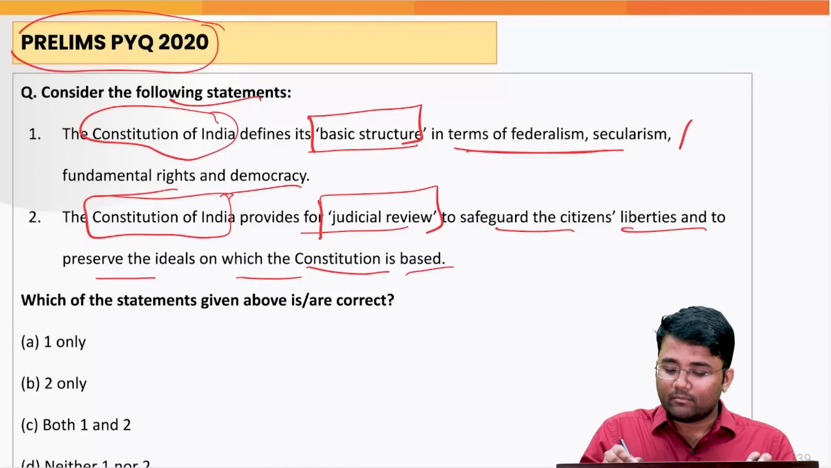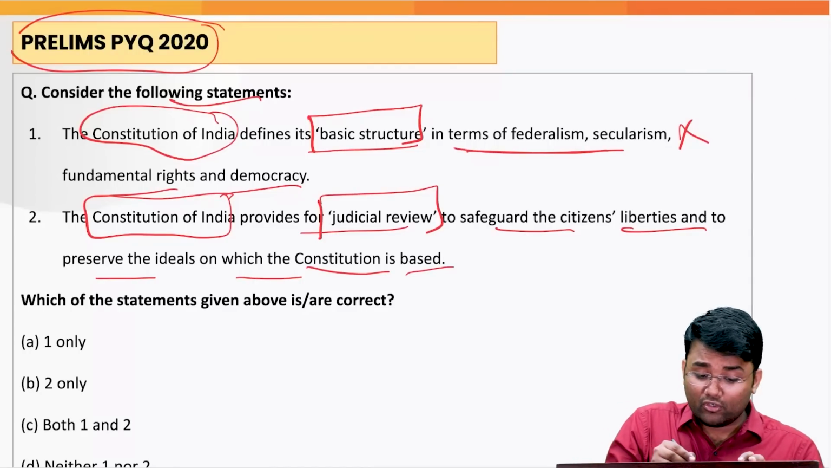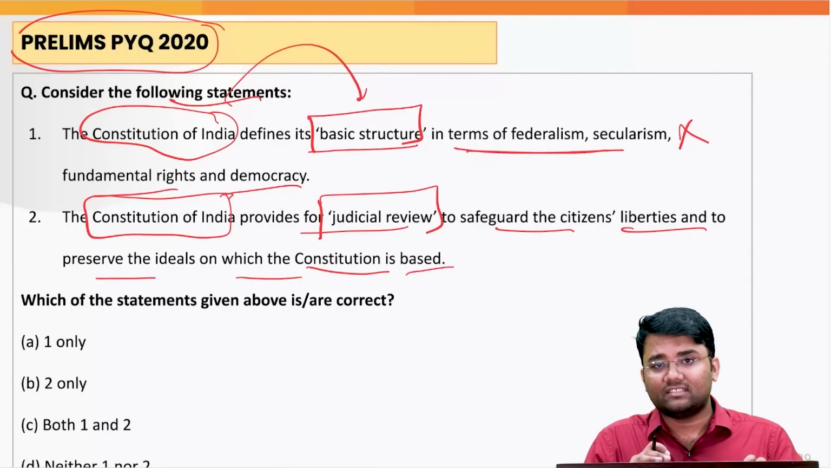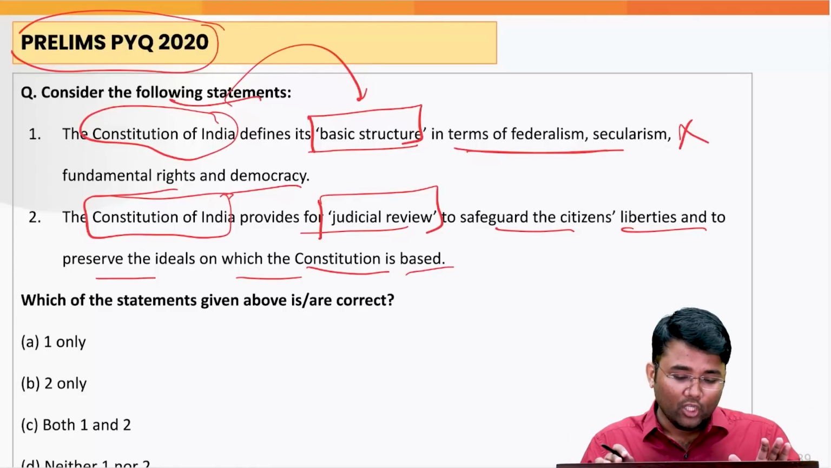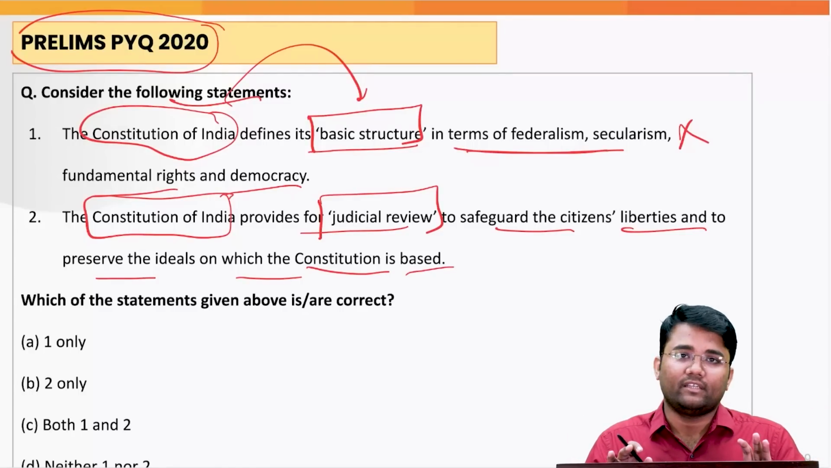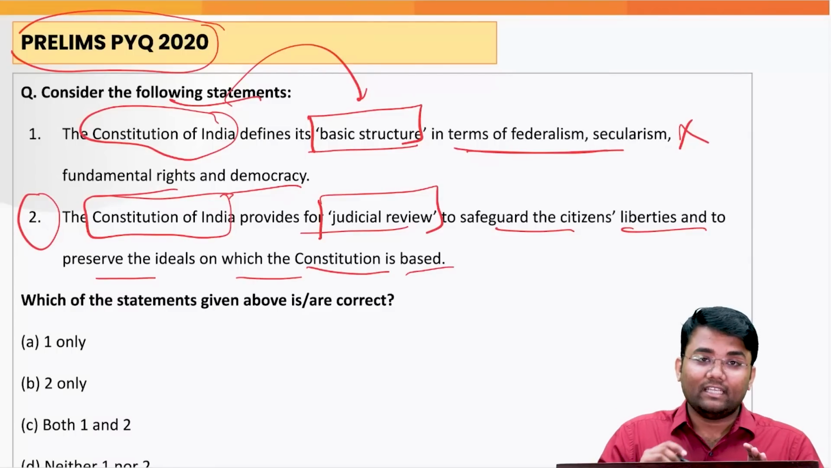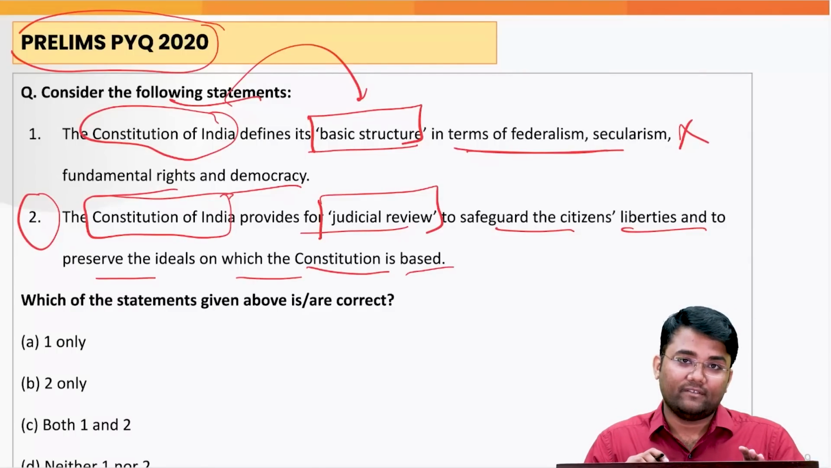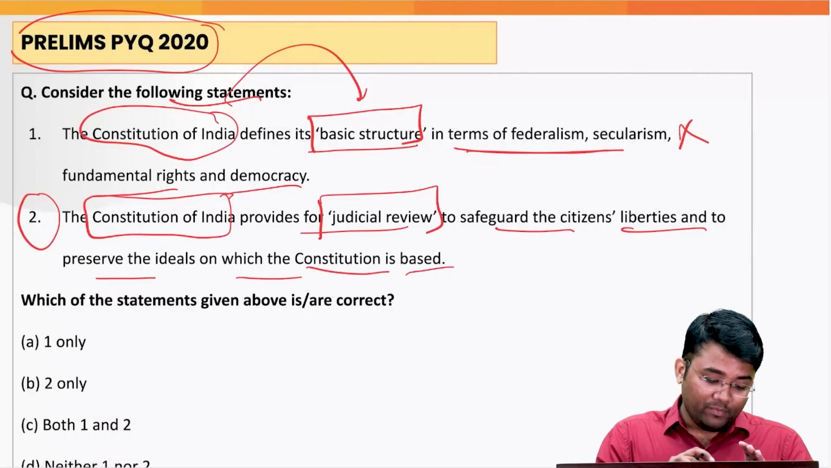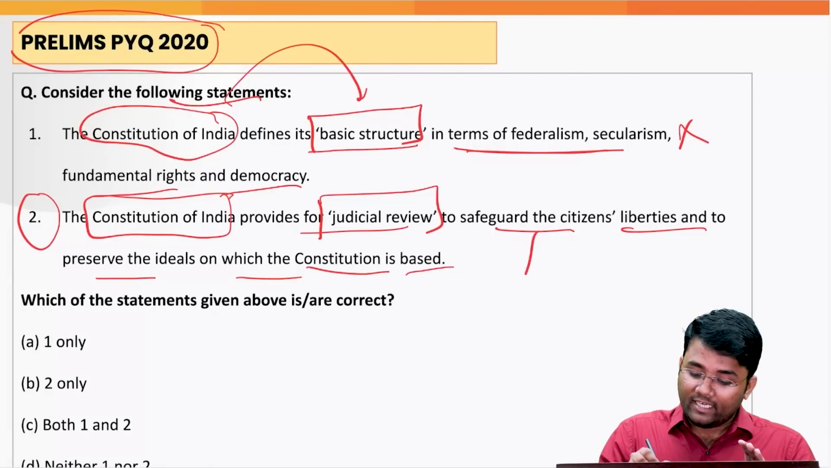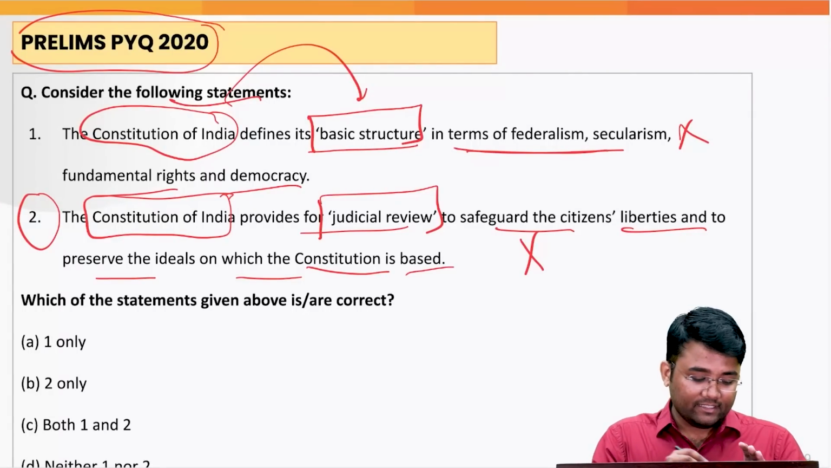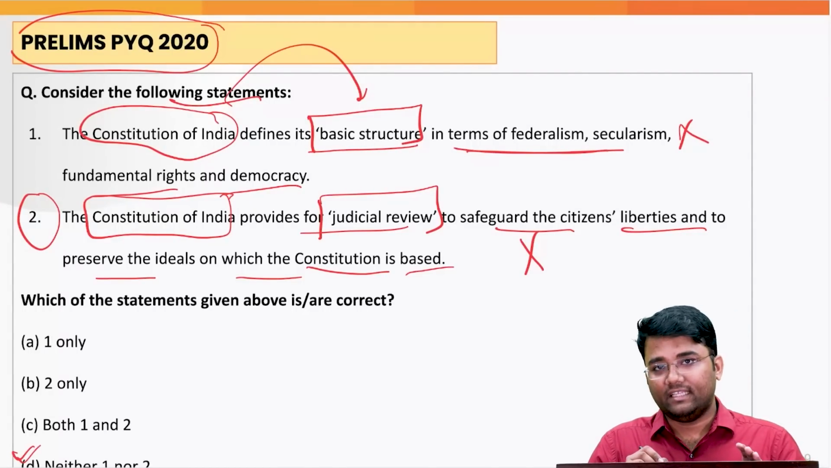So this first statement is obviously incorrect, since the Constitution of India doesn't define the basic structure. In fact, it doesn't talk about the basic structure at all. Now there has been a lot of confusion with regard to the second statement after this exam happened. However, the UPSC said that the second statement is also incorrect and the correct answer is D, neither one, neither two.